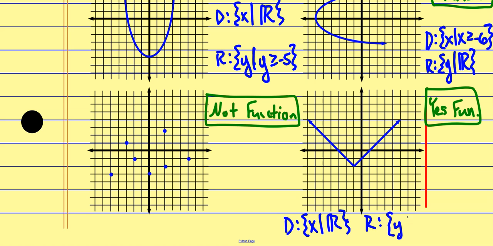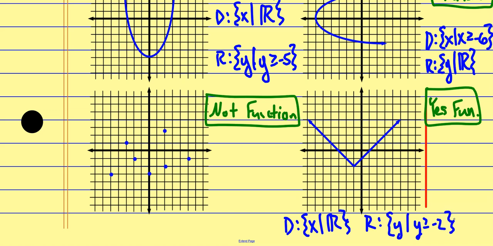Again, we're talking about y, so y such that. Now look up and down. It goes up forever. If I look at the arrows, it goes up forever, but it doesn't go down forever. It only goes down to -2. So think about the y values being used. The smallest one is -2, but then it goes up forever. So that's y is greater than or equal to -2.